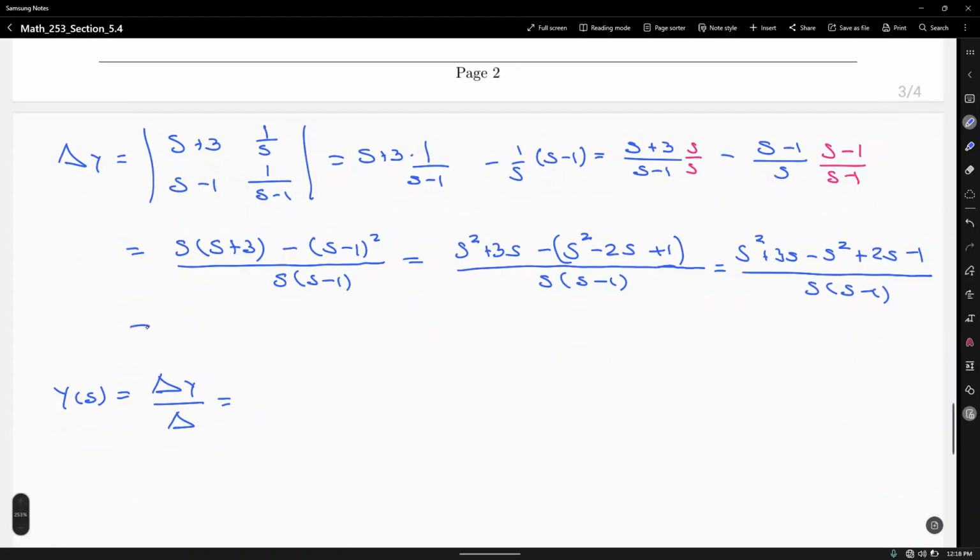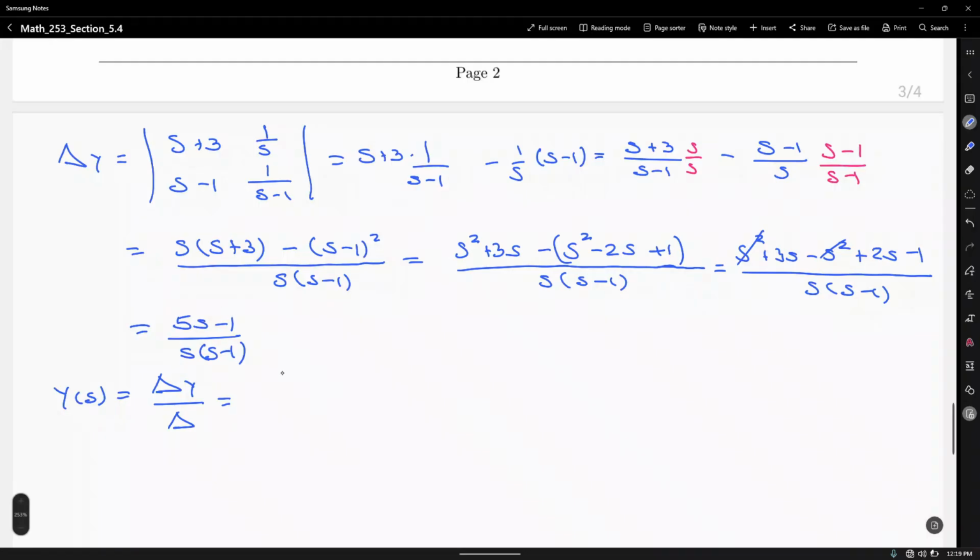All right, so that'll be cancel the s squareds. Okay, cancel them. That's going to leave us with 3s plus 2s. That's 5s minus 1 divided by s times s minus 1. Okay, so now we're going to calculate y of s, expanded in partial fraction decomposition if necessary, which in fact, spoiler alert, we will need, and then find the inverse transform.